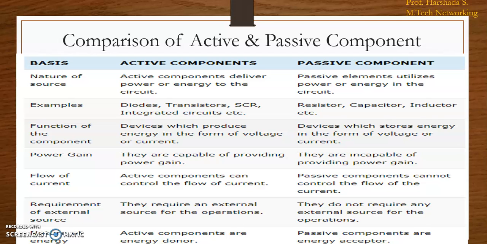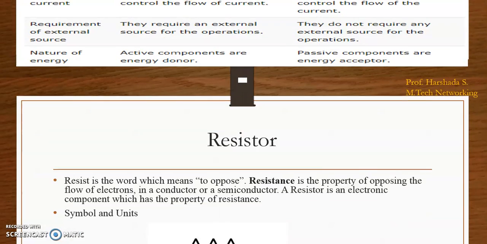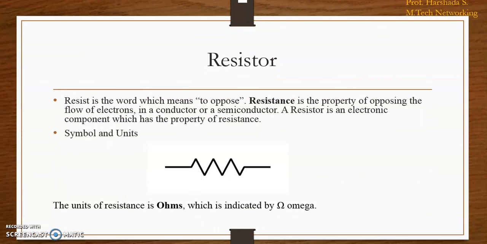So in the last lecture we saw the comparison between the active and the passive component. This slide contains the comparison between these two components. Now we also cover the resistor topic. So resist means what? To oppose. So resistance is the property of opposing the flow of electrons in a conductor or a semiconductor.